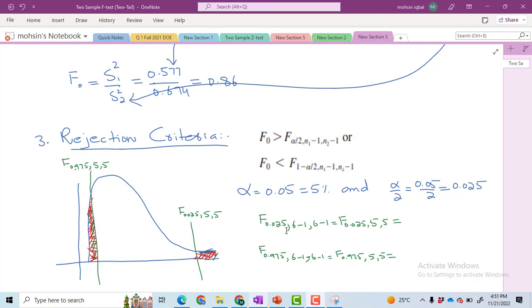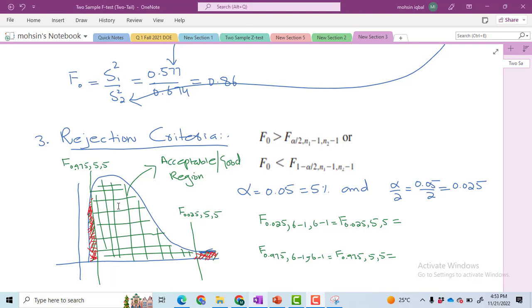So alpha by 2, 0.025, 5 are the observations of the numerator, and 5 are again the observations for the denominator variance. We got F 0.025, 5, 5. I will check this value in the F distribution table. In contrast, we have 2.5% probability of the rejection region on the right tail, whereas we will mark our critical region at the probability of 0.975 or 97.5%. So these red shaded regions are my rejection regions, whereas this greenish shaded region is my acceptable or good region.